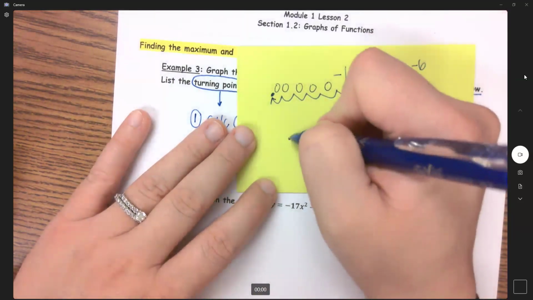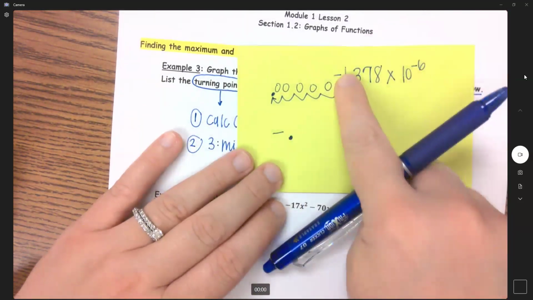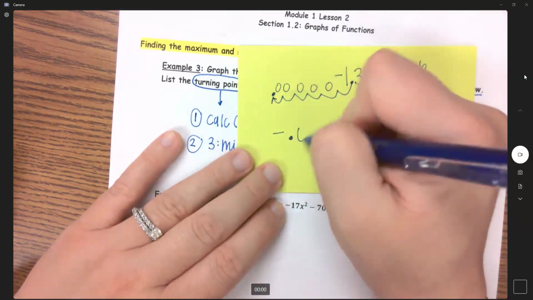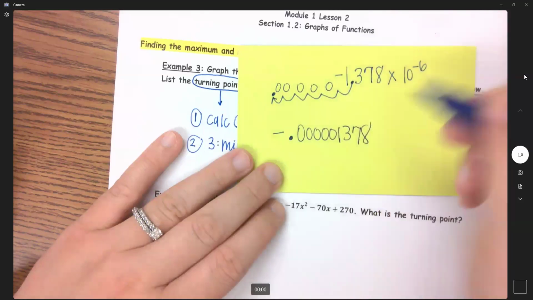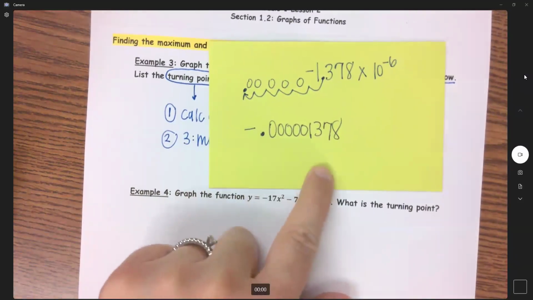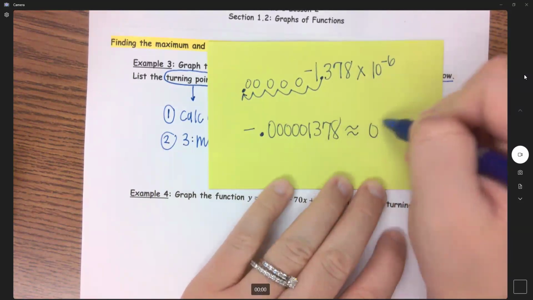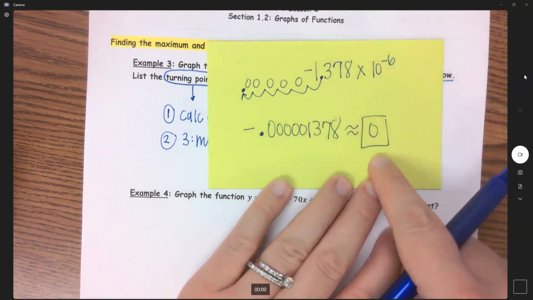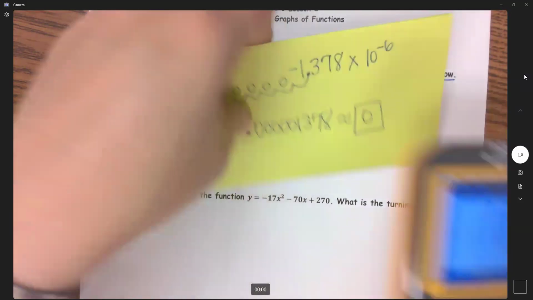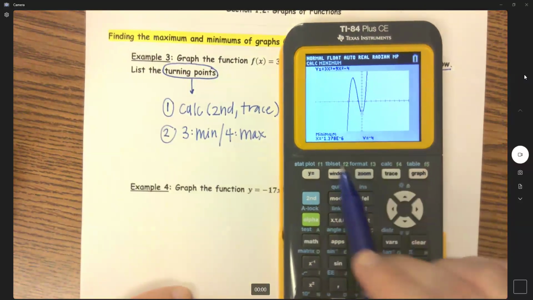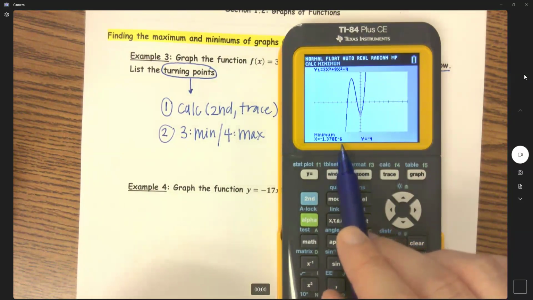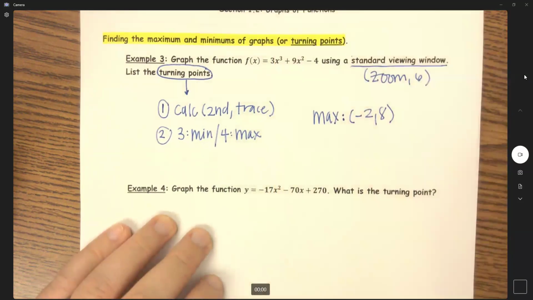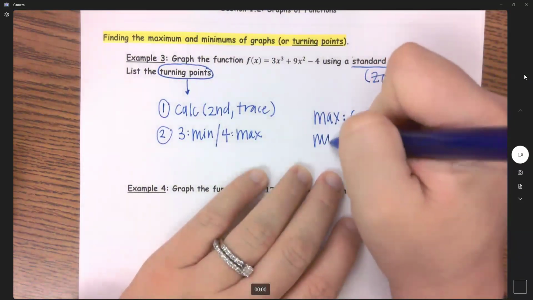So this number is negative 0.00001378. This number is basically 0. So that's what we're going to call that number. So anytime you get something e to the negative number, that's always 0. So we're going to call this (0, -4), which is where my min is.